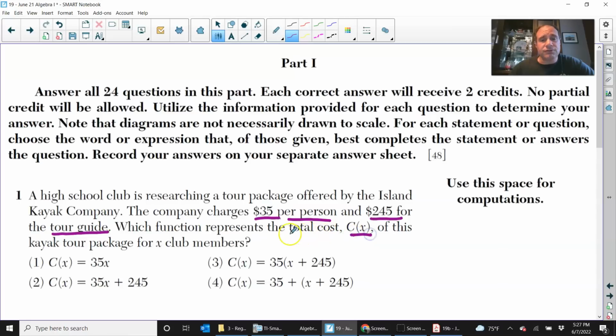The total cost is represented by C of x of this kayak tour package for x club members. So x represents the club members. You're looking for 35 per person. We're talking about x right here. And then the tour guide is an extra 245. So your answer will be 2.